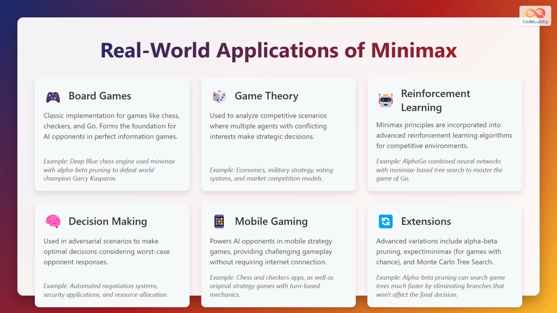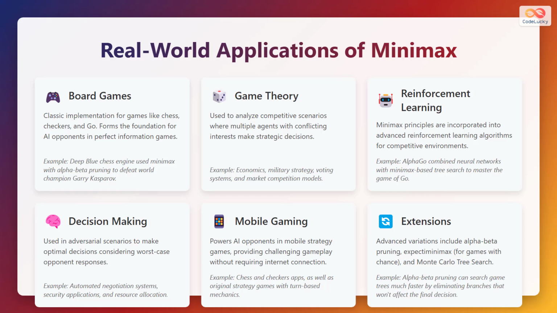It is also used in decision-making and adversarial scenarios to make optimal decisions, considering worst-case opponent responses, such as in automated negotiation systems, security applications, and resource allocation. It also powers artificial intelligence opponents in mobile strategy games, providing challenging gameplay without requiring internet connection, such as in chess and checkers apps, as well as original strategy games with turn-based mechanics.